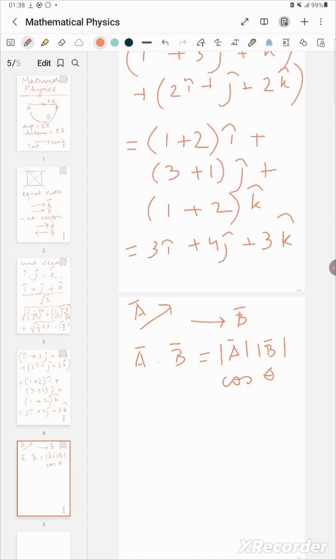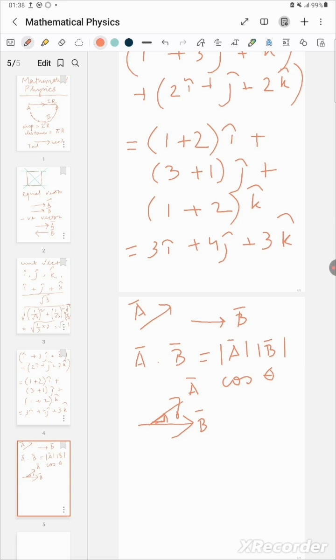Now how to find the angle between two vectors which are given here? What we basically do is, vector A is aligned in this way and vector B is almost horizontal. So A and B have an angle of theta between them. So this theta in cos theta is basically nothing but this angle theta. Okay.